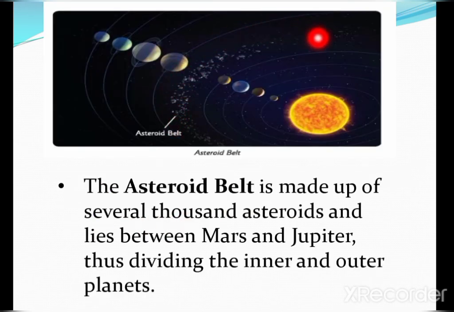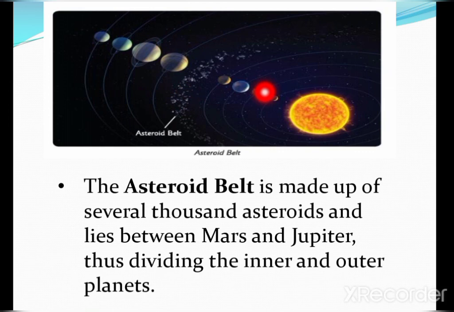Here you can see the asteroid belt. It lies between Mars and Jupiter. It is made up of small particles orbiting the sun. The asteroid belt is made up of several thousand asteroids and lies between Mars and Jupiter, thus dividing the inner and outer planets.